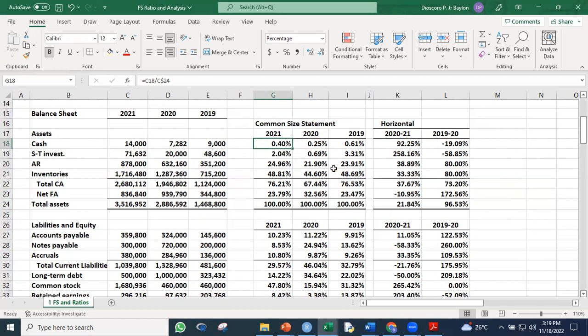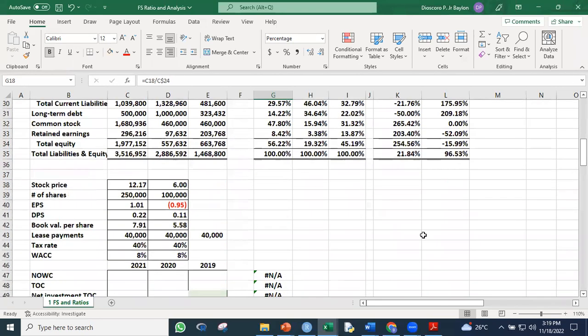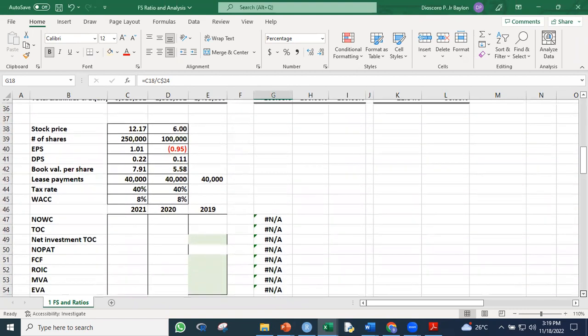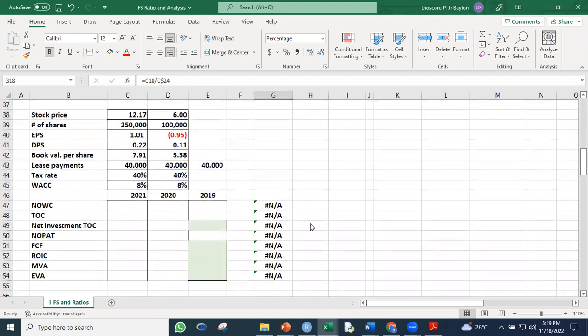please kindly chat if clear sa atin tong common size statement or vertical analysis and horizontal analysis. All right, so let's move on. Let's compute for this. We have done this in the past.